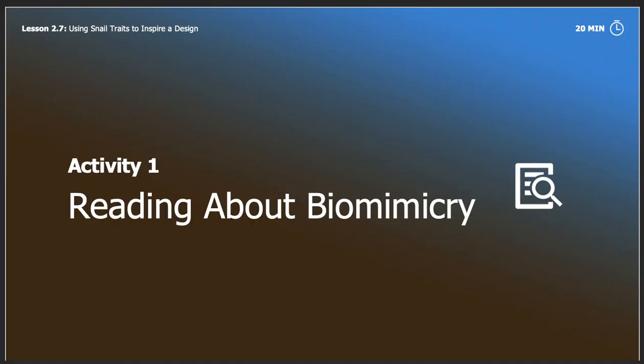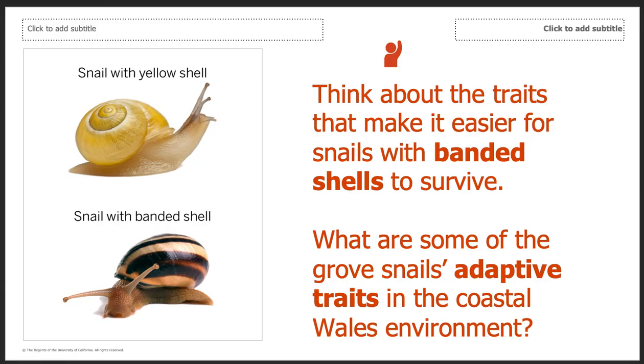Now, we need to do some backpedaling to remember the beginning of the science unit. Remember the yellow shell snail and the banded shell snail? I want you to go back and think about the traits that make it easier for the snails with banded shells to survive. What are some of the grove snails' adaptive traits in the coastal Wales environment? I want you to keep thinking about that, and we'll go back to that in a few slides.